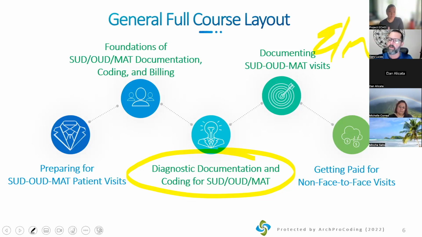And then I'll finish very briefly with a couple of pieces of information on getting paid for non-face-to-face visits in our context, talking about distant site telehealth, and some changes that many of us probably had to go through last year and that we'll see continuing through the public health emergency.